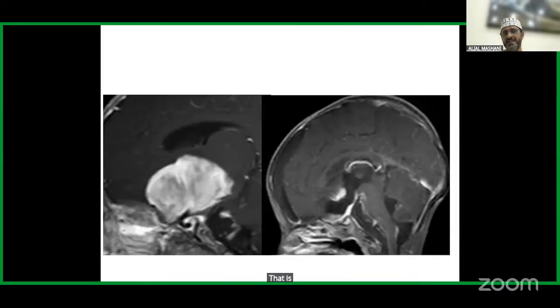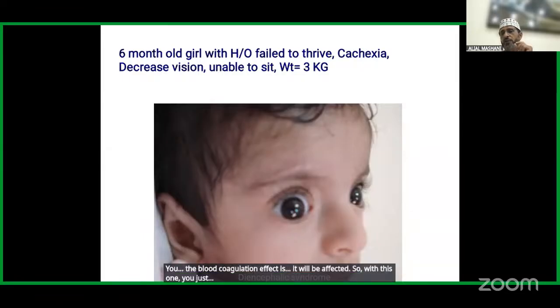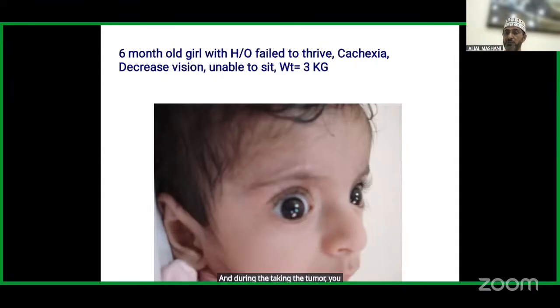That is the sagittal pre and post. You can see also the optic there. This is a child, 6 months, with 240 ml of blood. So with the pterional approach, you will not reach there without transfusion. The moment you transfuse, the blood coagulation will be affected. With this approach, you have only drops of blood, so you can take the tumor, and during the taking of the tumor, you can transfuse the patient if you have loss of blood during that time.